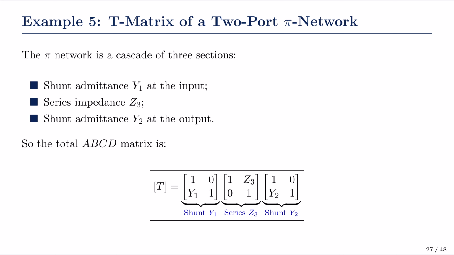Let's now derive the transmission matrix of a two-port pi network. The network can be viewed as a cascade of 3 elementary sections: a shunt admittance Y1 at the input, a series impedance Z3, and a shunt admittance Y2 at the output. Since we already know the ABCD matrix of each elementary section, the total transmission matrix is obtained simply by multiplying these 3 matrices in their physical order.